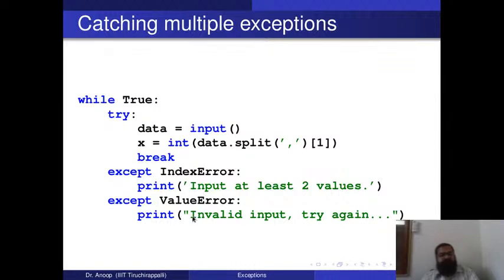There are two exceptions given here. One is an index error, "input at least two values." If I try data.split and I do not have a comma in my entered string, then the split cannot work, and when I try to take the second element, it will give me an index error. Next, if data.split comma works, but the value is a character and not a number, then the conversion will raise a value error and give you "invalid input, try again."